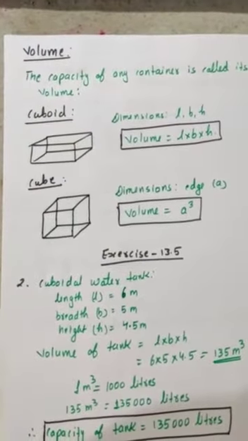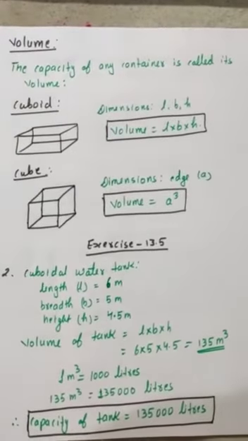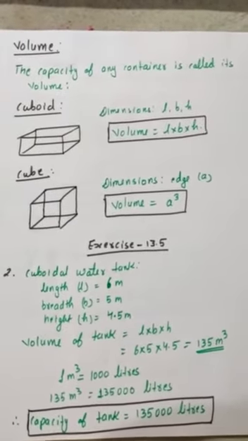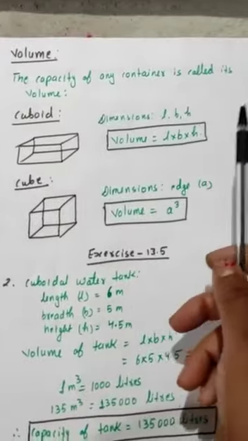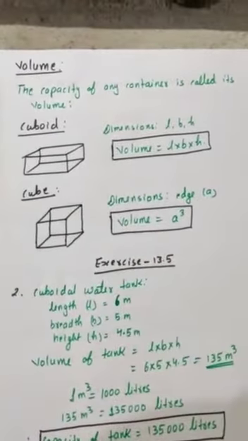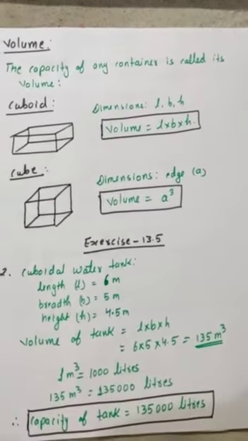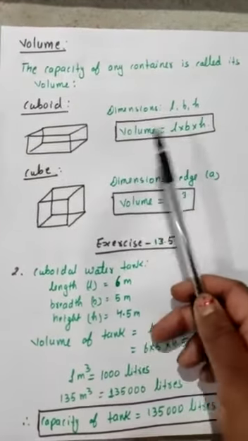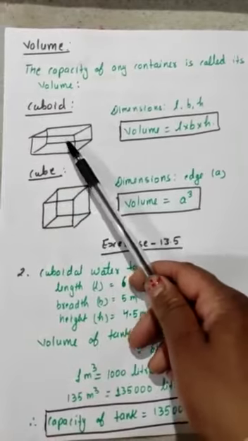Now the next topic is volume. Okay, now what do you mean by the volume? The capacity of any container to hold something is called its volume. Okay, किसी भी container की, whether it is a cylinder, a cube, a cuboid or anything, its capacity is called its volume.